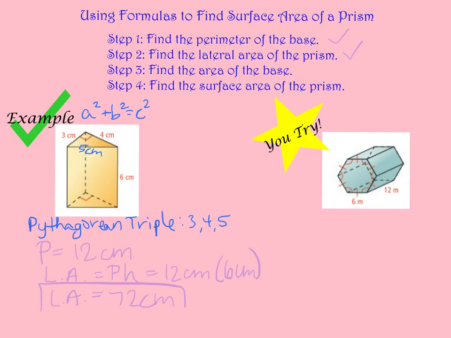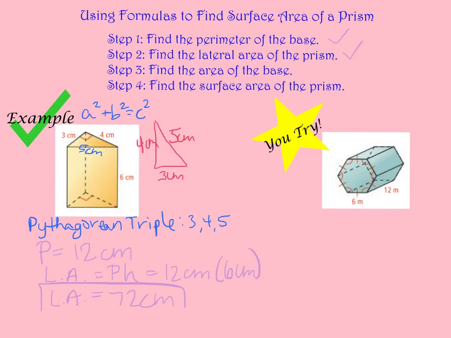Third step, find the area of the base. Okay, my base. This is what I want you to do when you're trying to find the area of your base. I want you to draw the shape. So I've got a triangle. It's 3 centimeters, 4 centimeters, 5 centimeters.